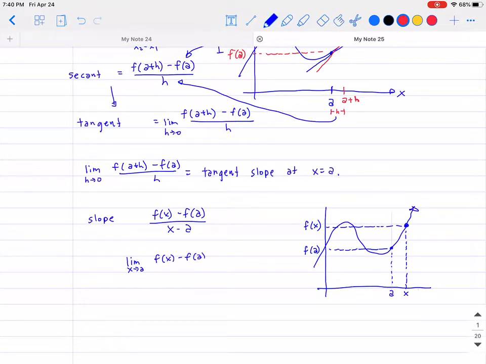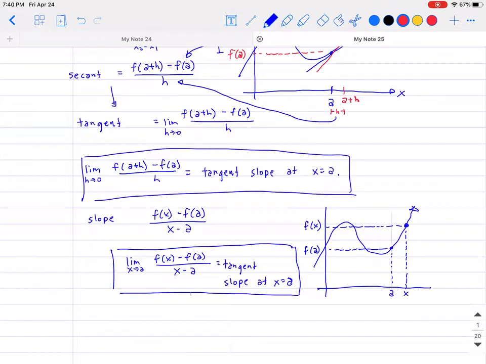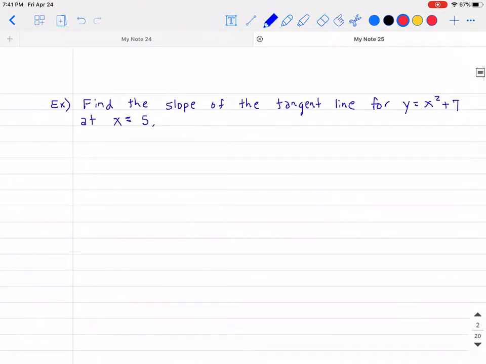So if I say the following, limit as x approaches a of f of x minus f of a, all divided by x minus a, this would also give us the tangent slope at x equals a. So what I just did was give you two ways to solve for the slope of the tangent at a single point. So now let's go ahead and see if we can apply all of this to what we're doing for this section.